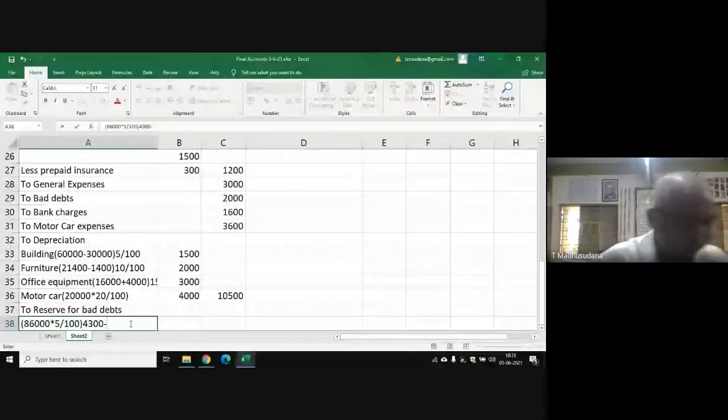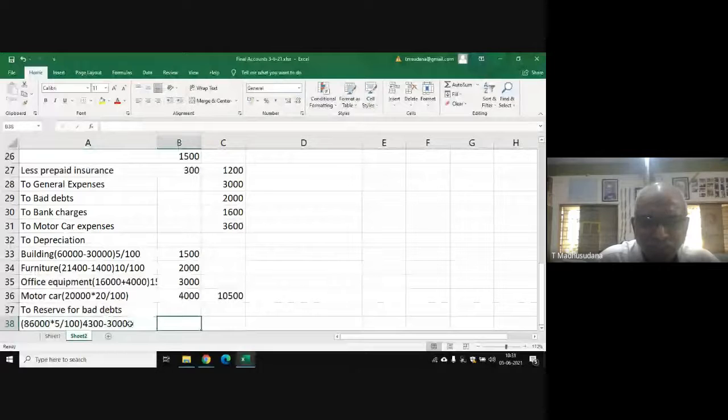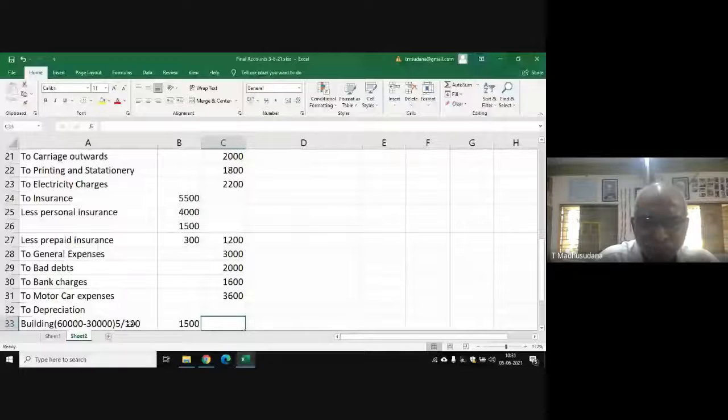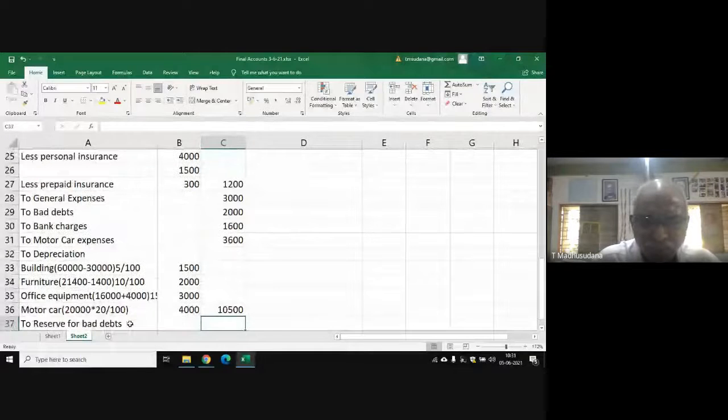So these are the various items which come on the debit side of the profit and loss account: rates, taxes, discount allowed, carriage outwards, printing and stationery, electricity charges, insurance, general expenses, bad debts, bank charges, motor car expenses, depreciation on various assets, and reserve for bad debts.